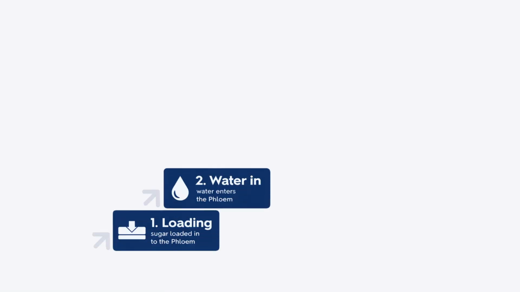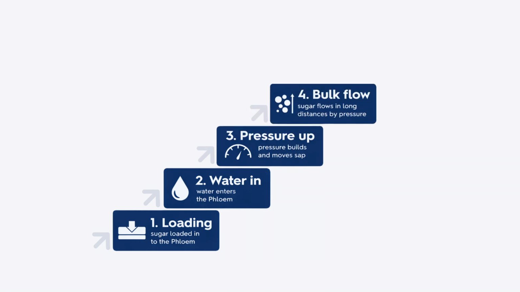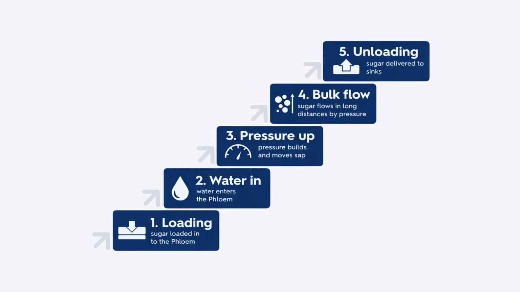If you need a simple way to remember all of this, use this 5-step ladder. Load sugar. Water enters. Pressure rises. Bulk flow happens. Sugar unloads, and water returns to xylem. That's the pressure flow story in one loop.